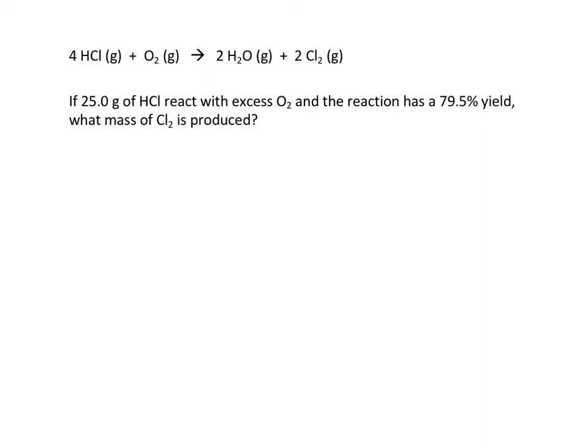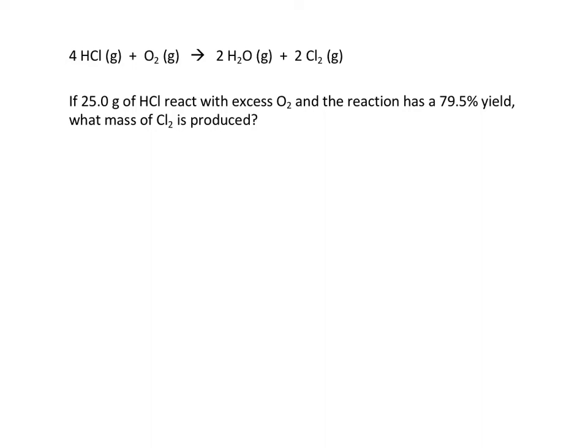So essentially what we need to do is do a stoichiometry problem like we've done already, and we'll use the 25 grams of HCl to see how much Cl2 we can make. That will be the theoretical yield, and then we'll use this percent yield equation with 79% yield to see how much Cl2 we will actually make.